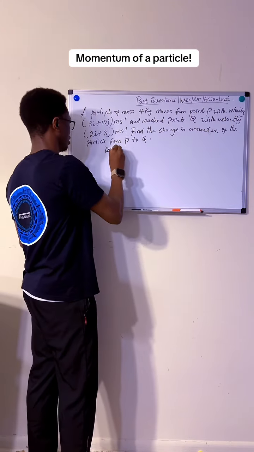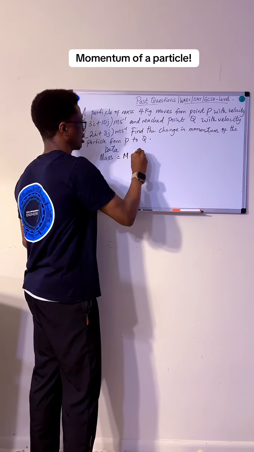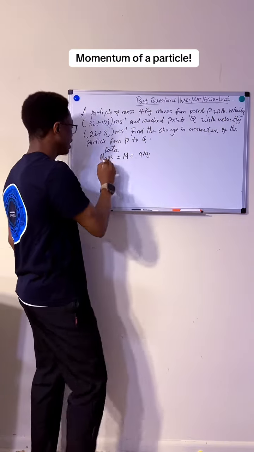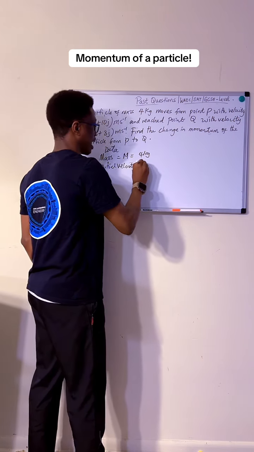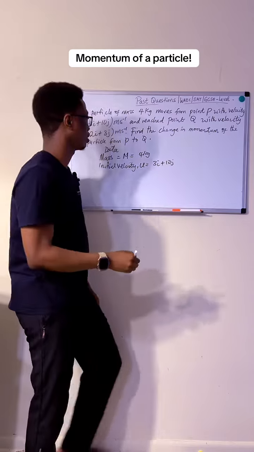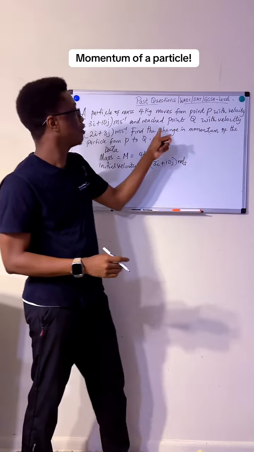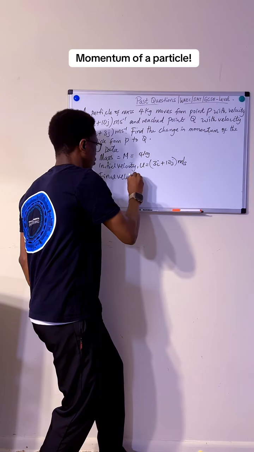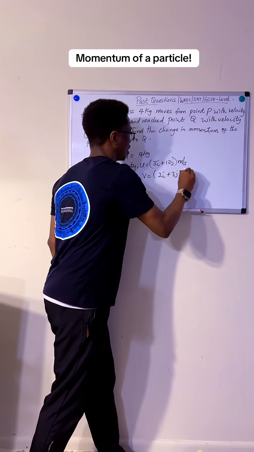Let's collect the data, okay? So the mass of the particle, let's denote it as m, is 4 kg, right? It moves from point P with a velocity, so that's the initial velocity u, which is 3i plus 10j, this is a vector, in meters per second, and reaches point Q with a velocity, so that's the final velocity, which is denoted as v, and that is 2i plus 3j meters per second.